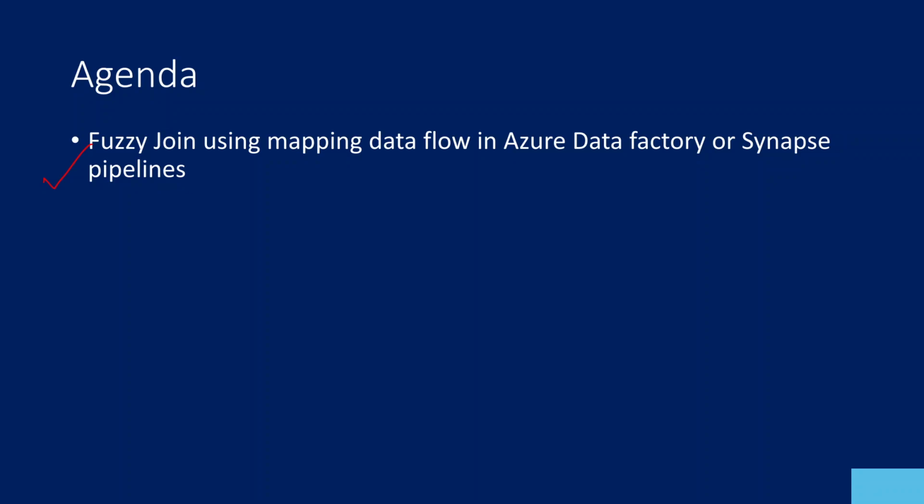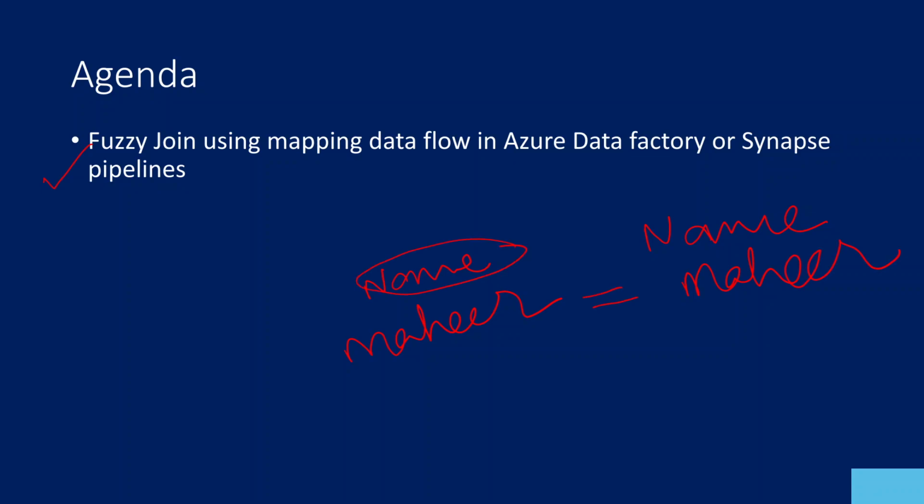Usually, what a join means, for example, let's assume you have a name column in one file or table. In another file you also have a name column. Let's assume in the name column you have a value called Mahir, and here you also have the value Mahir. If you perform the join, since the name column values match exactly, because there are no spelling mistakes, this will return this row. Why? Because the values in both columns matched exactly.